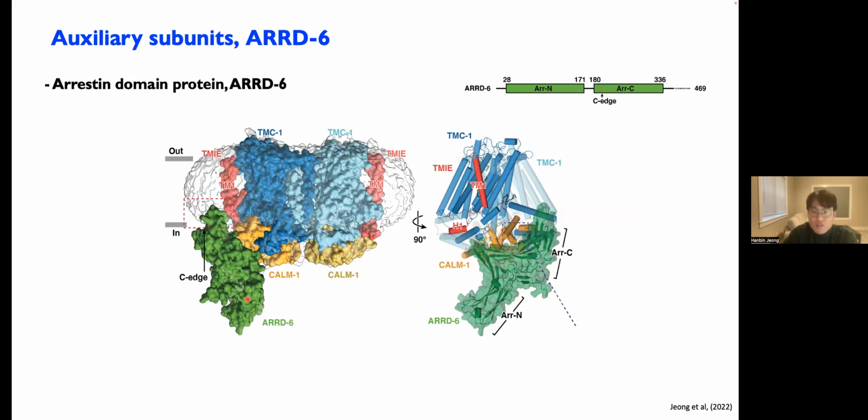And one interesting thing is, during the particle classification, we found a small number of particles which have an arrestin domain protein bound to CAM1. And we do not know why only one arrestin is bound to CAM1, and we speculate that one subunit unbound from the complex or is just partially occupied due to weak interaction. And further studies are required to address these issues, as well as the function of arrestin protein in the C. elegans TMC1 complex.